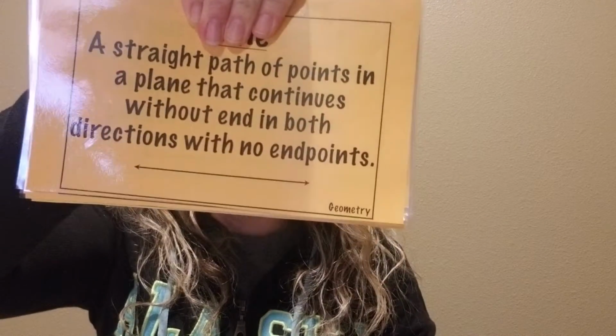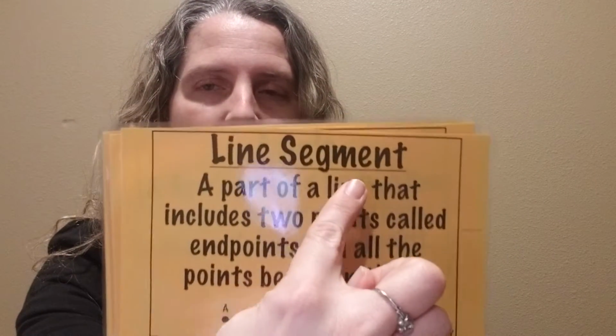A straight path of points in a plane that continues without end in both directions and has no end points. So we really say it has no beginning, no ending, and goes on forever. It looks like this. A line. And if it is a part of a line that includes 2 points called endpoints and all the points in between them. So it's just like your line, but it has a starting and an ending. It's a part of a line, a segment, line segment.